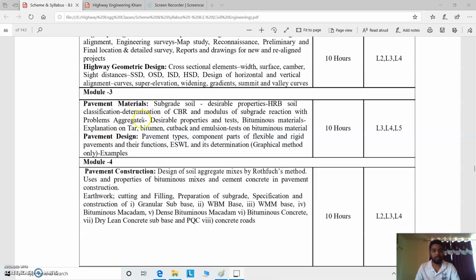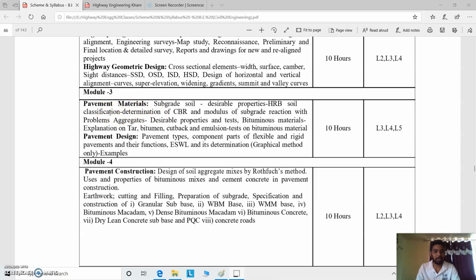Your module number 3 has the syllabus content of pavement materials and pavement design. In pavement materials you will learn about aggregates and bituminous materials, their properties and tests on particular materials. And apart from this you will have a CBR test, and you have to determine the CBR and modulus of subgrade reaction of subgrade soil, and that is one part of your third module.